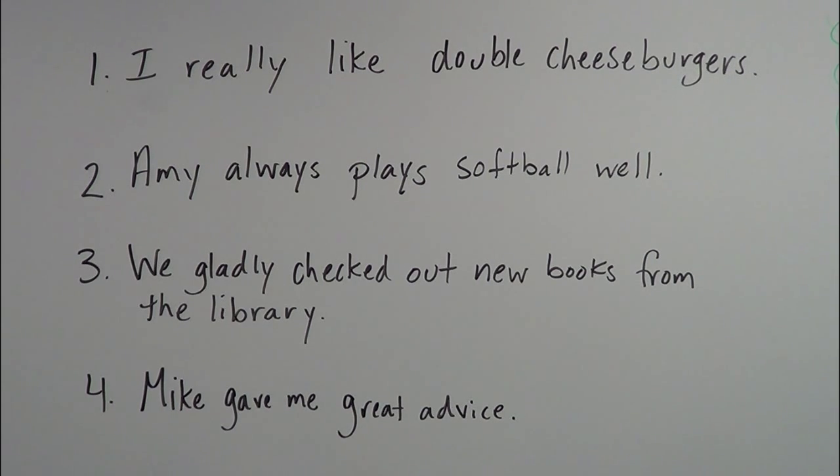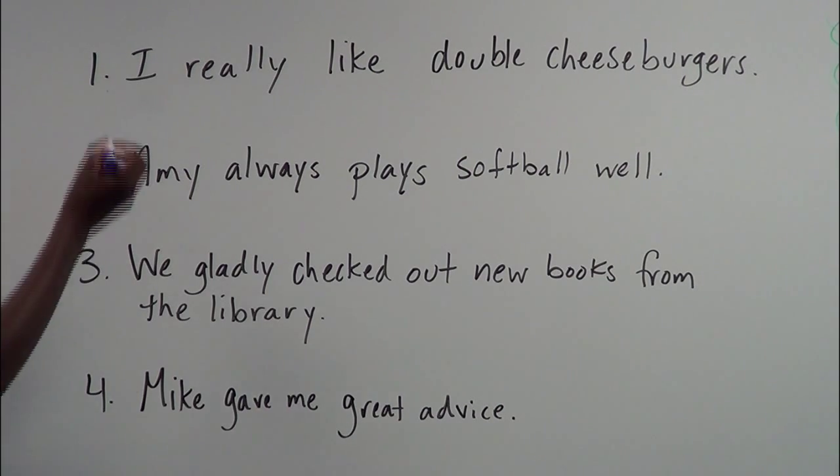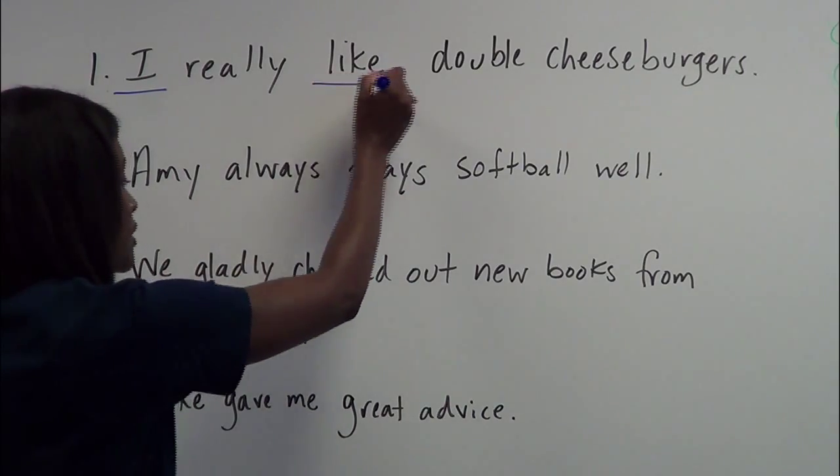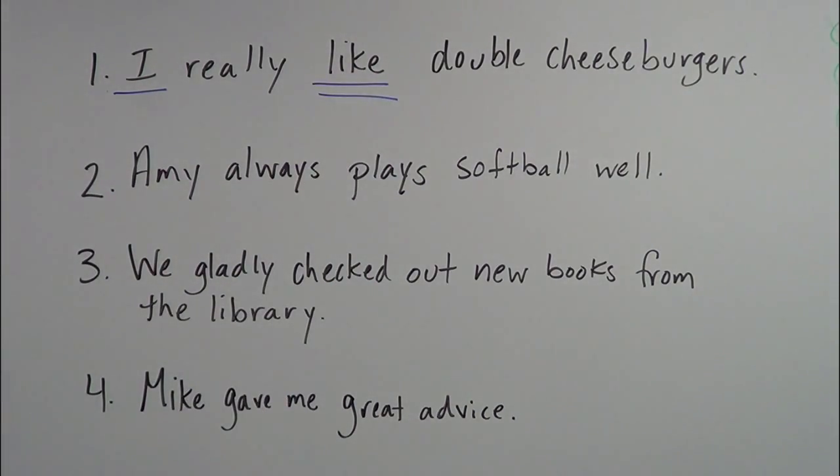The first thing you need to do always when trying to figure out adjectives or adverbs or any other part of speech is figure out your subject and your verb first. So the subject here is going to be I. What I'm doing in this sentence is liking double cheeseburgers. So I underline the subject once, the verb twice there.